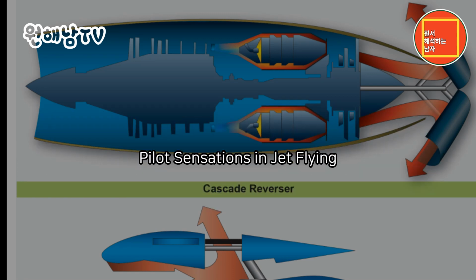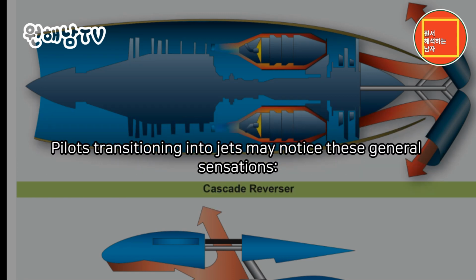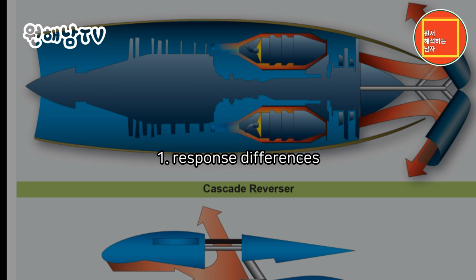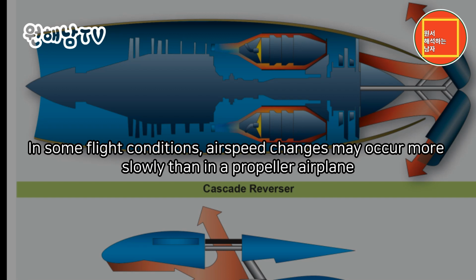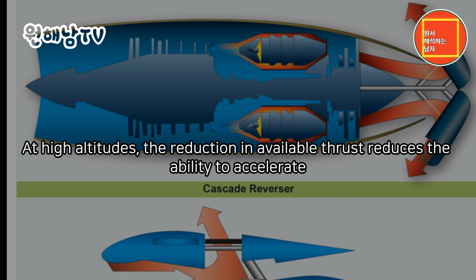Pilot sensations in jet flying. Pilots transitioning into jets may notice these general sensations. 1. Response differences. 2. Increased control sensitivity. 3. Increased tempo of flight. In some flight conditions, airspeed changes may occur more slowly than in a propeller airplane. At high altitudes, the reduction in available thrust reduces the ability to accelerate.